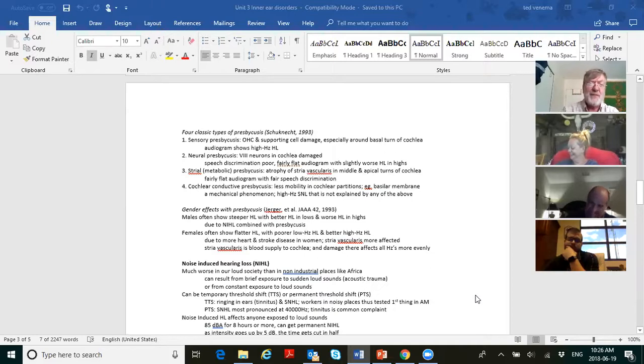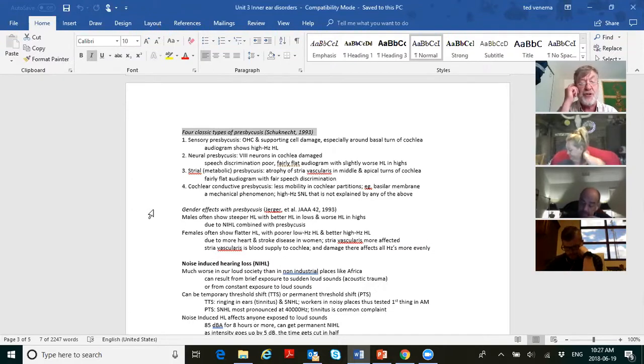So when we move down from there, we're almost done our hour here for this week. We look at gender effects of presbycusis. And this was done by Jerger as well. Look what it says, Jerger et al. Whenever you see the words et al, that just means and everyone. It's Latin. Jerger and others. And it's JAAA, which means Journal of the American Academy of Audiology. He published this in 1993, so it's been a little while.